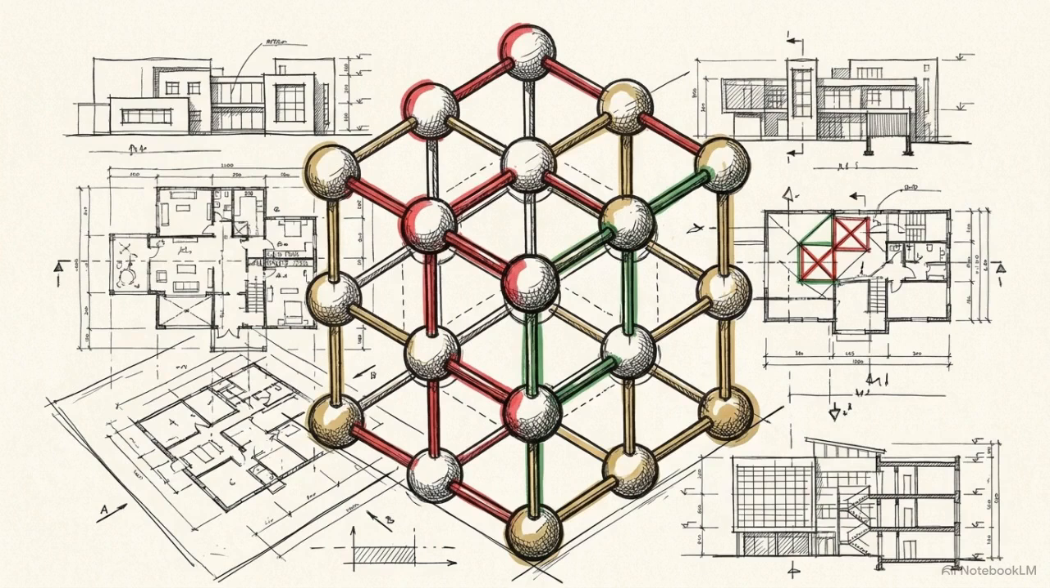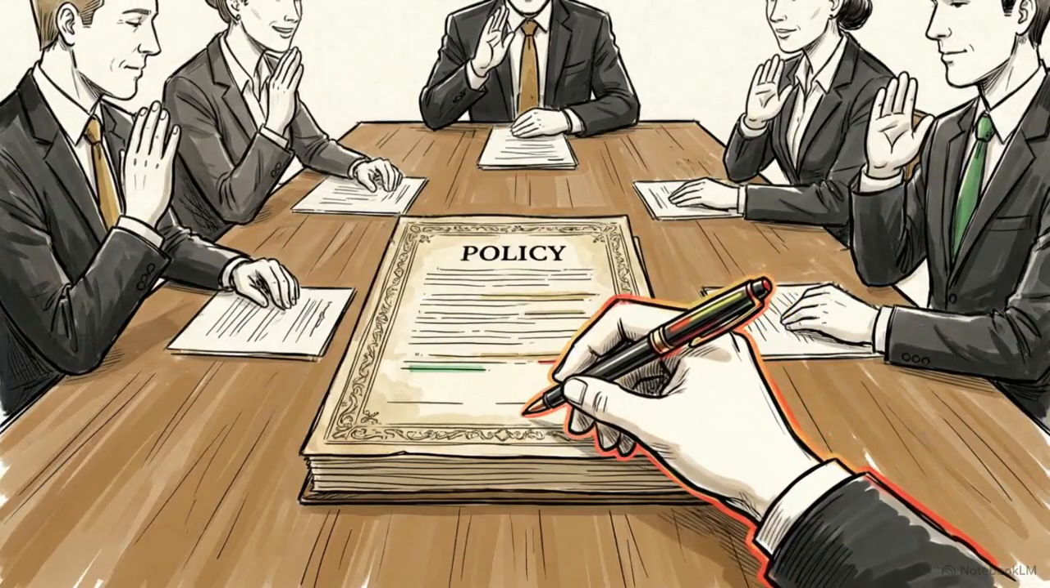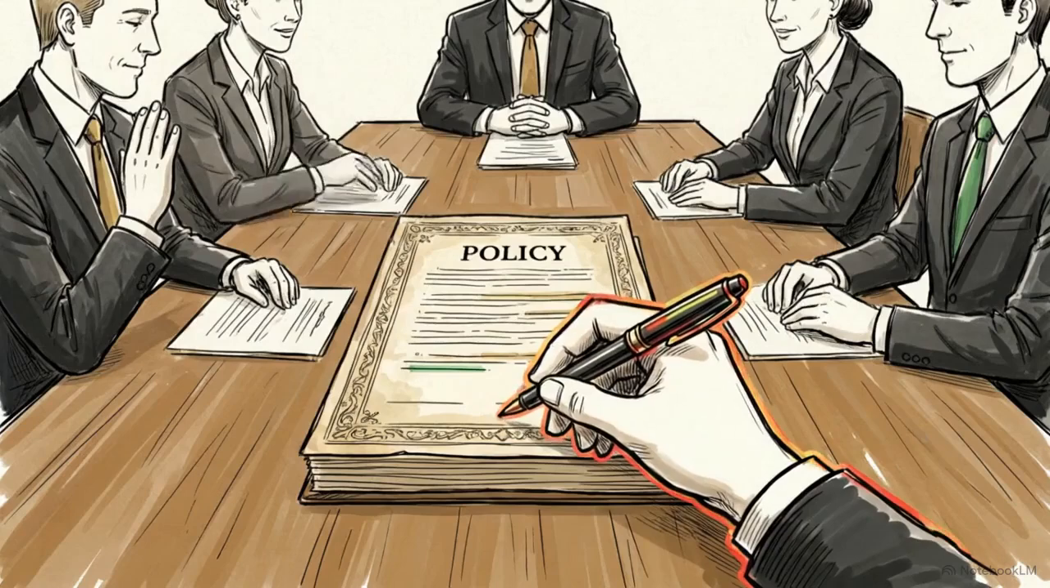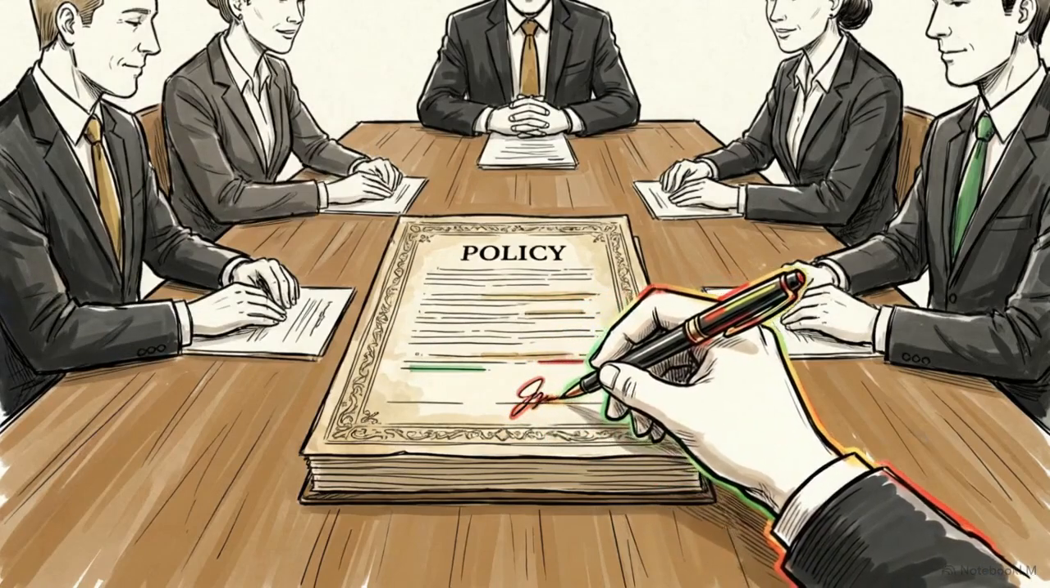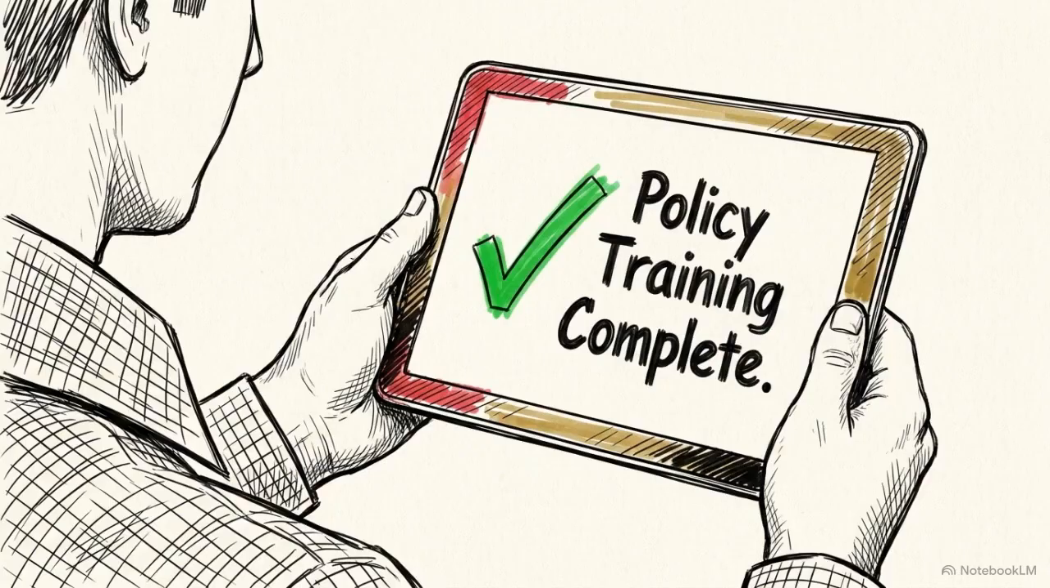You have successfully translated a blank page into a comprehensive, multi-tiered governance blueprint. Your next immediate action is to push this draft through the IT policy lifecycle. This means submitting the document for consultation and securing board approval. Once the board approves it, you roll the policy out to the entire workforce, with comprehensive training to ensure everyone understands the new rules.